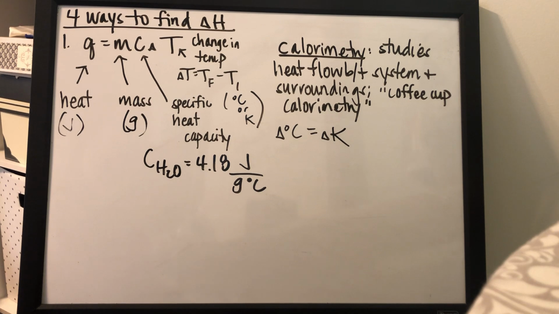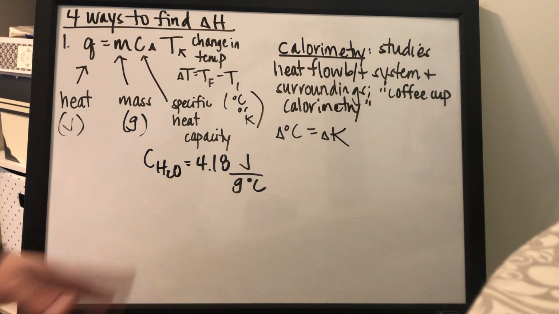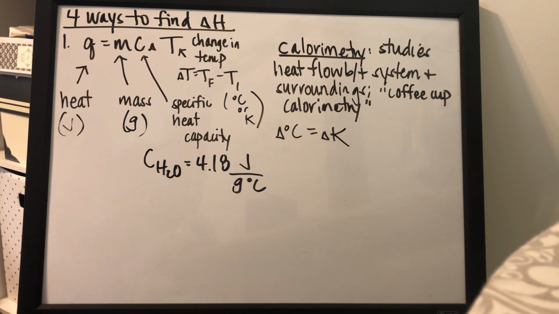Water has a very high specific heat capacity in terms of other substances, and that's why when you do a calorimetry experiment, your water never gets super hot, because it takes a lot of energy to raise the temperature of water. And of course C is different for all substances, so if it were not water for some reason, you'd have to be given that value. So that's the first way to do it, is to apply the formula of MC delta T.